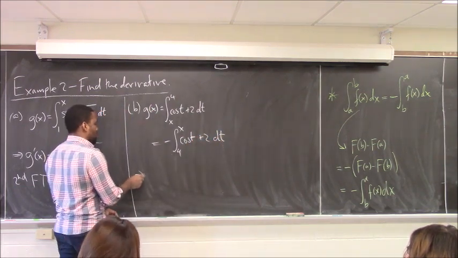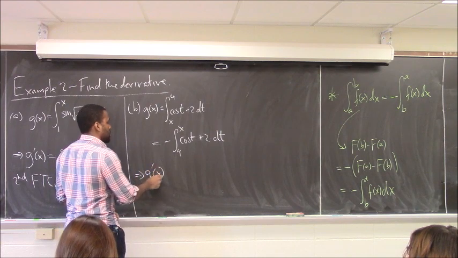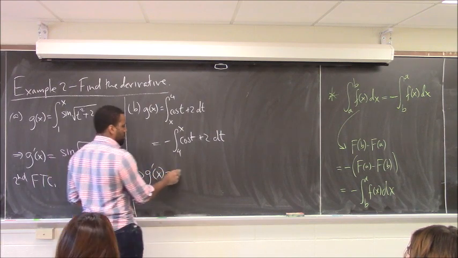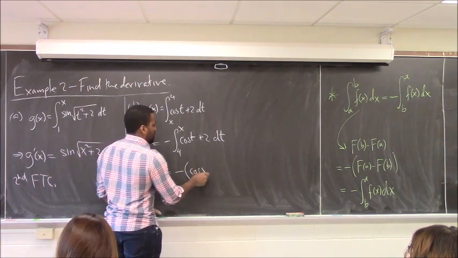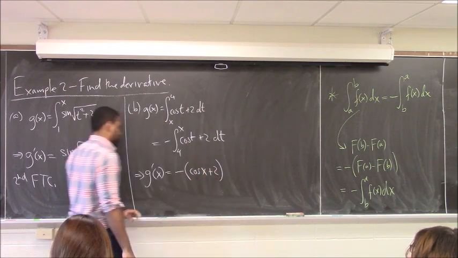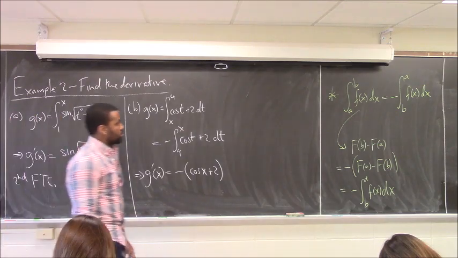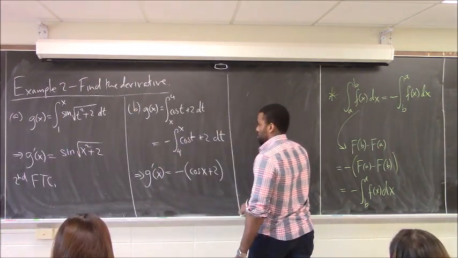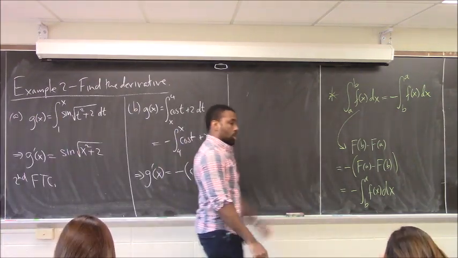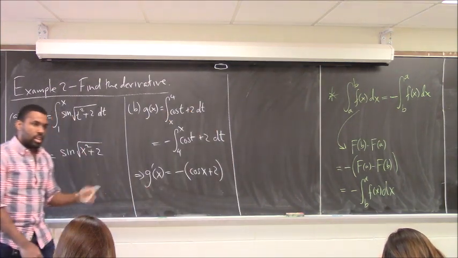And so our derivative, now applying the second fundamental theorem of calculus, is just going to be the negative of cosine x plus 2. So another important idea: we can swap the limits on an integral by just taking a negative sign in front.